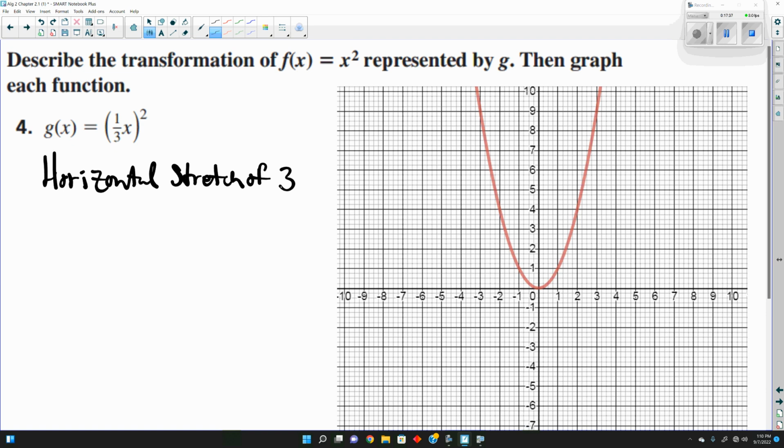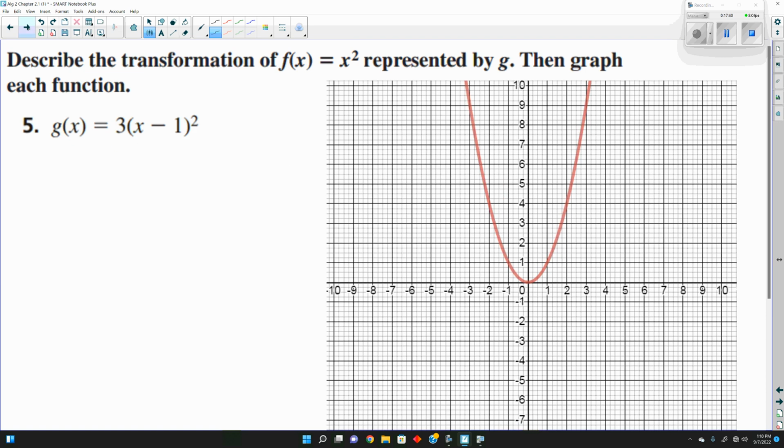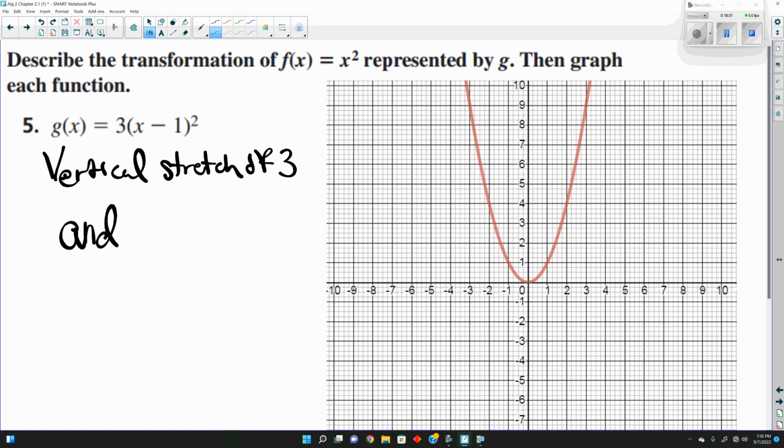Questions on this here? So this one here, vertical stretch of 3 and right 1, because inside parentheses, it's the opposite of what we think. Any other questions on this here?